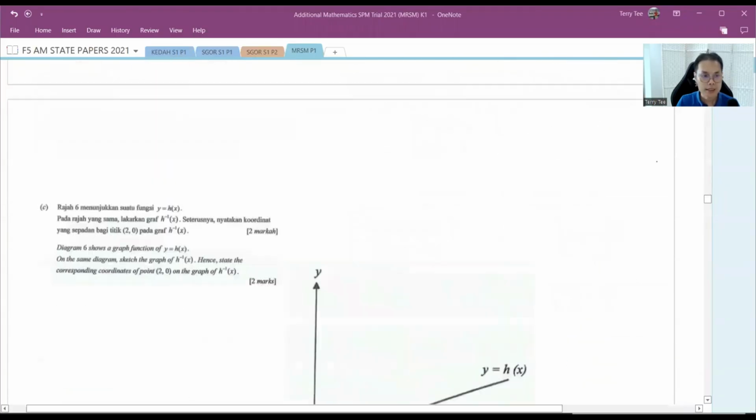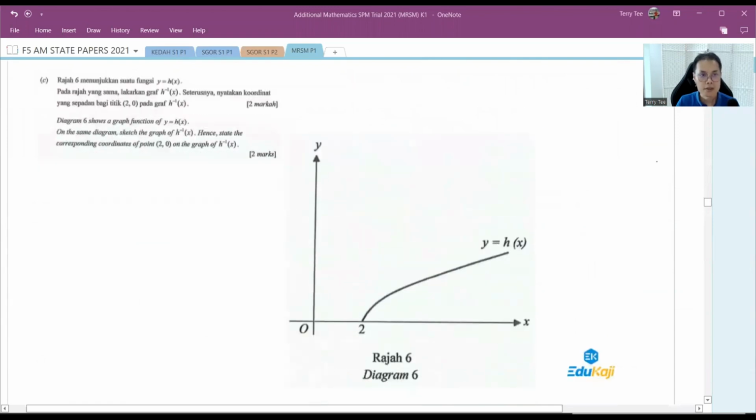Okay, let's move on to part C. So this is sketching graph. You have to sketch the graph of h inverse. So we have the graph of h(x), and on the same diagram given, sketch the graph of h inverse, and state the corresponding coordinates. Now, I hope you know by now the relationship between a function and its inverse is that it is a reflection in the line y equals to x.